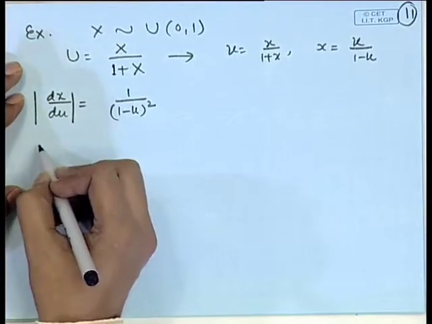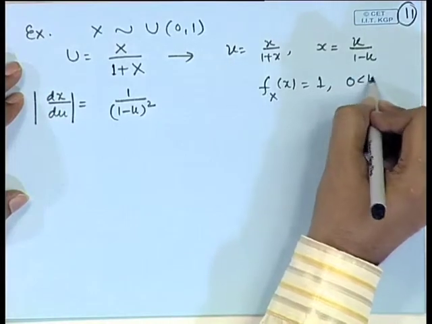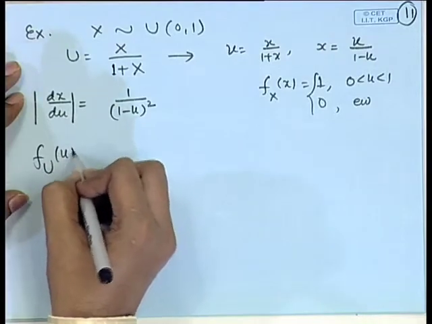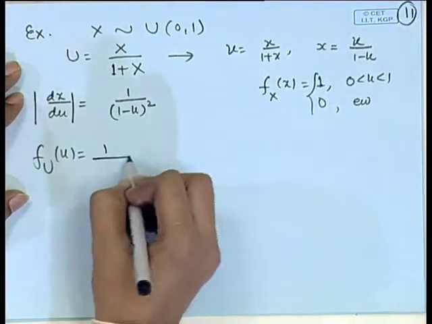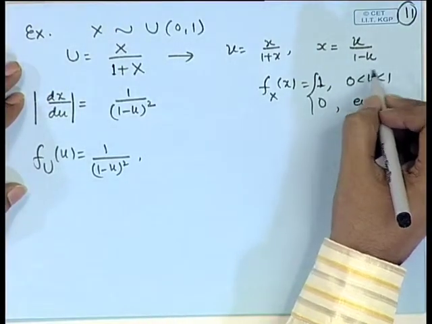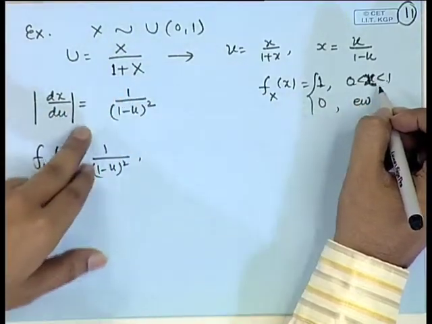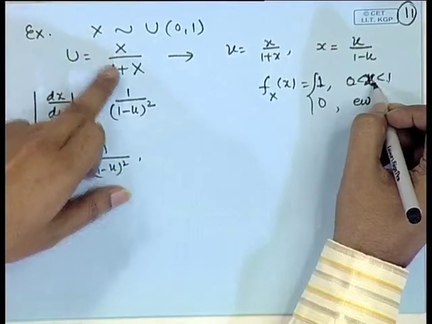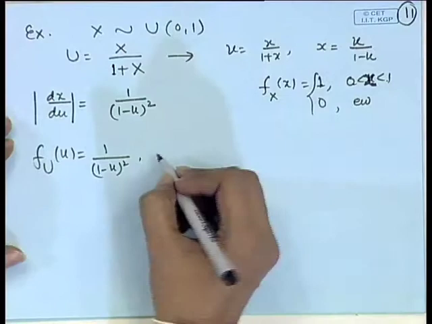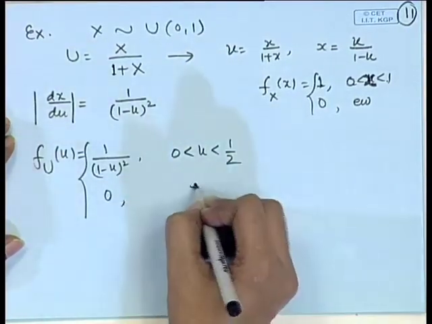So, here the density function of x is 1 for 0 less than u less than 1. So, the density function of u is obtained 1 into 1 by 1 minus u square. What will be the range when this is 0 less than x less than 1. So, when x is 0, this is 0, when x is 1, then this is half. It is a strictly increasing function. So, 0 less than u less than half, and it is 0 elsewhere.